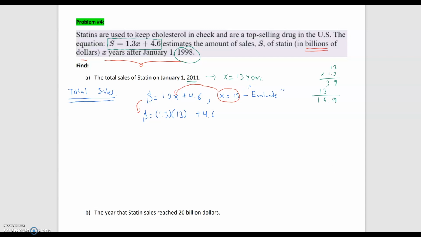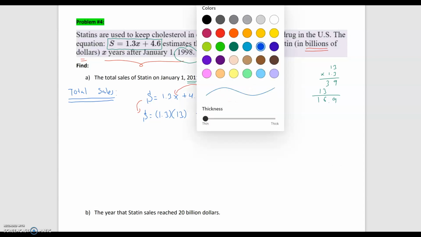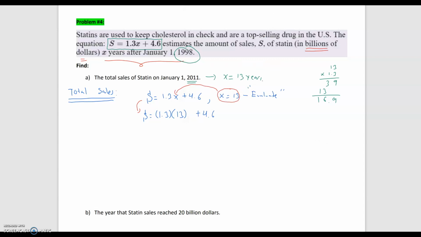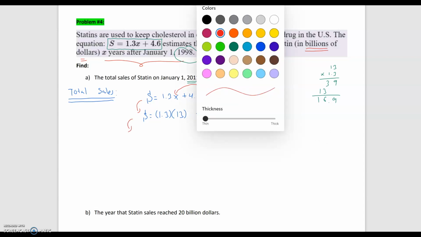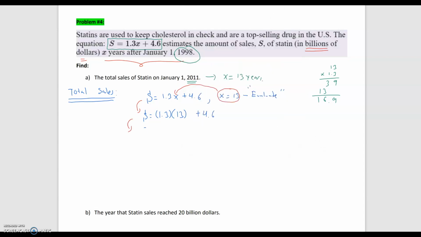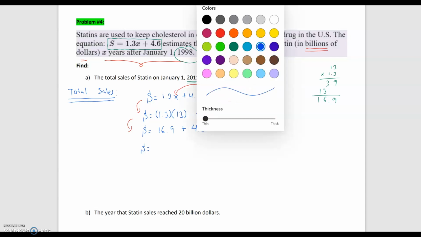And with one decimal place, I'm getting 16.9. So let me rewrite it. And we're looking at S is equal to 16.9 plus the 4.6. So the total value of S, let me just add it on the side.